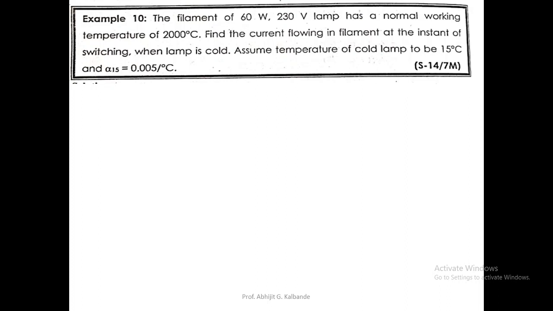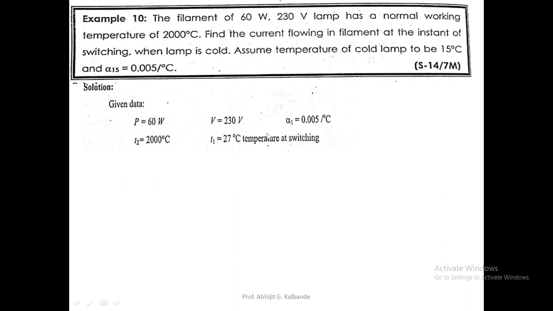Here another numerical will be in front of you. The filament of a 60 watt, 230 volt lamp has a normal working temperature of 2000 degrees Celsius. Find the current flowing through the filament at the instant of switching. The lamp is cold. Assume that the temperature of the cold lamp is 15 degrees Celsius.